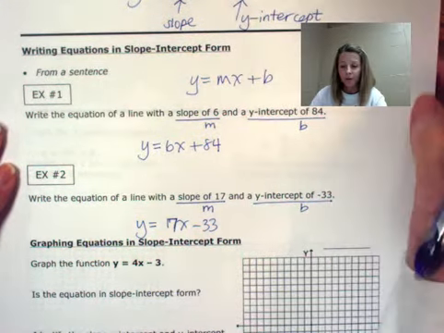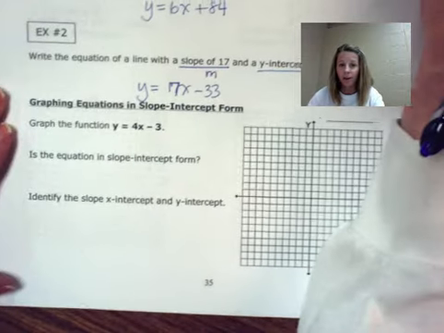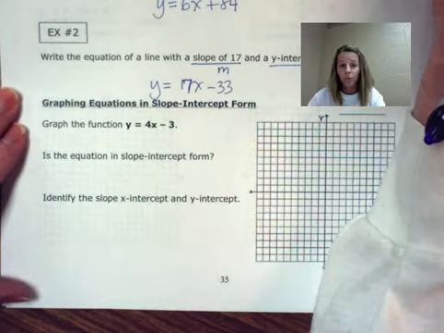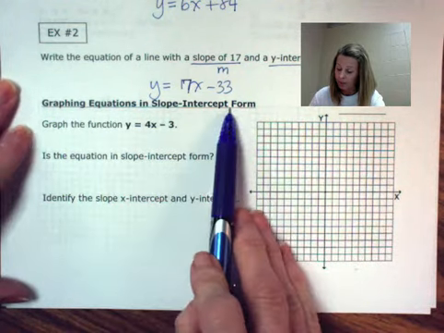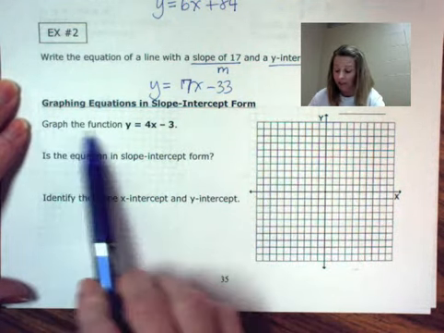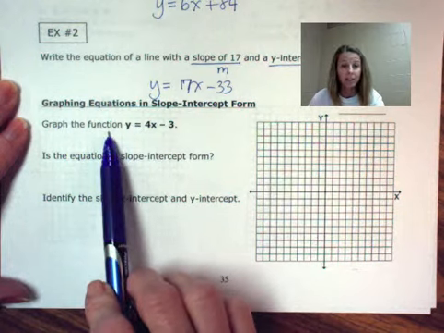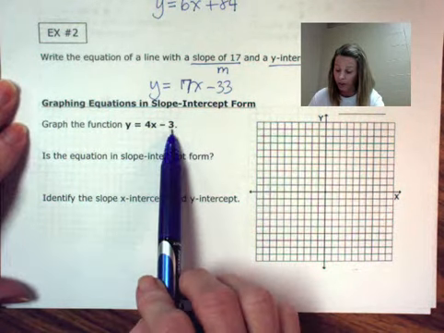Okay, slope-intercept form is also a very easy way to graph a line. So we're going to go through some examples, graphing equations in slope-intercept form. I'm going to graph this function. A function is simply an equation. So y = 4x - 3.